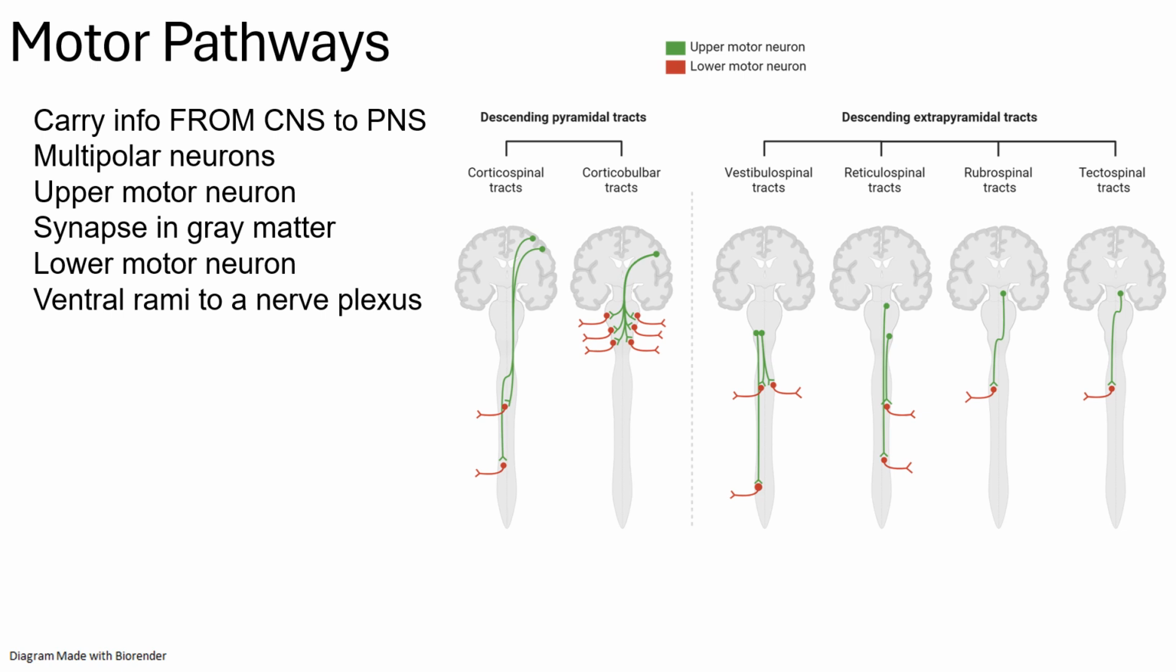So the lower motor neurons then leave the spinal cord through the ventral root, through the spinal nerve, and then the ventral ramus, and finally to one of the four nerve plexuses before being routed to either a skeletal muscle, a smooth muscle, maybe a little bit of cardiac muscle, and possibly a gland.